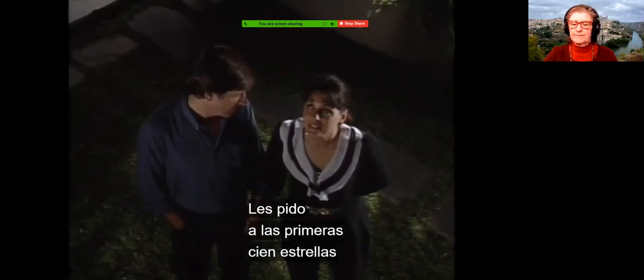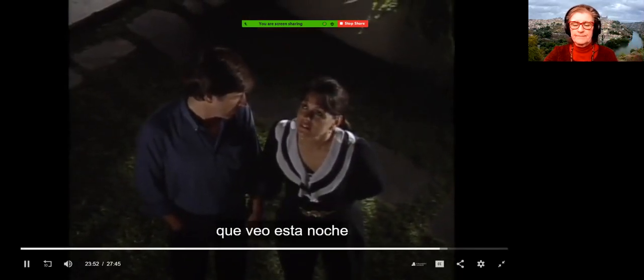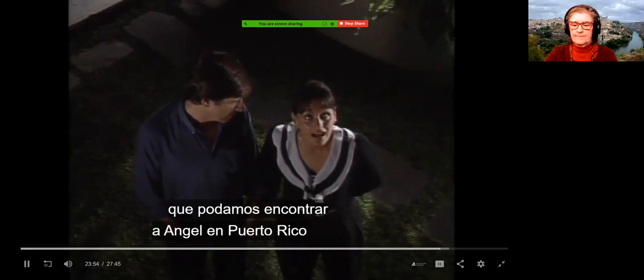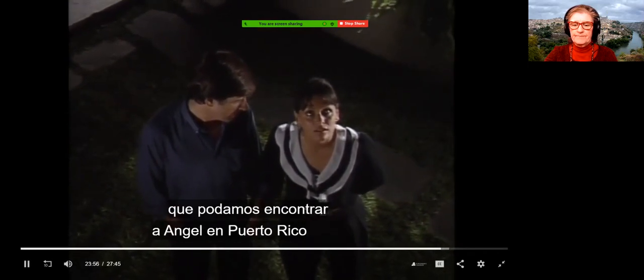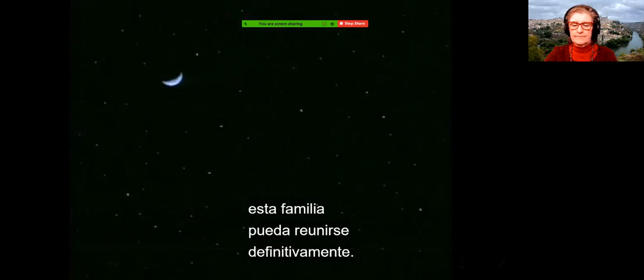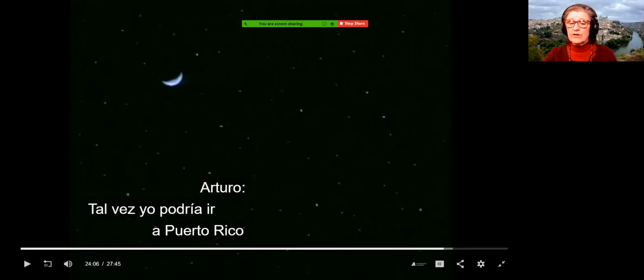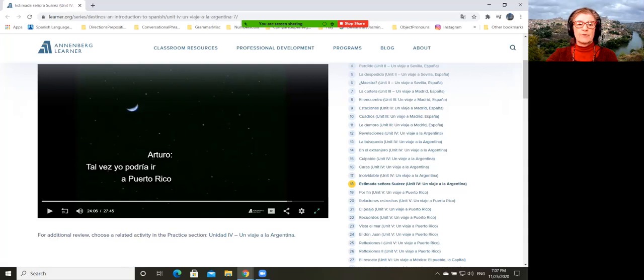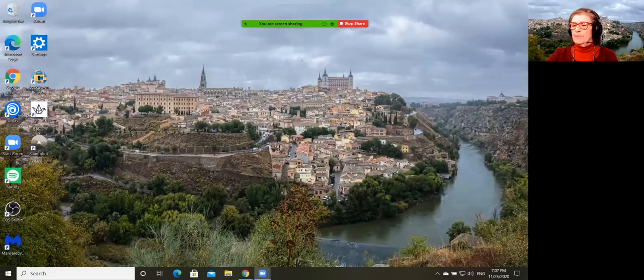Primeras 100 estrellas que veo esta noche. Que podamos encontrar a Ángel en Puerto Rico. Que esté bien. Y que por fin esta familia pueda reunirse definitivamente. And here are all her wishes that the family can be reunited. So, okay, that's pretty much all with that part.